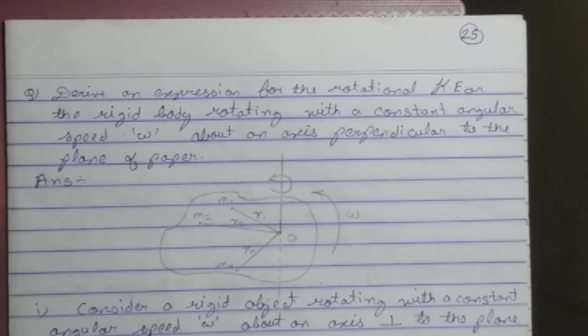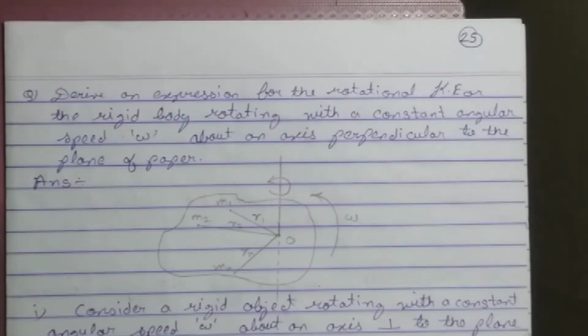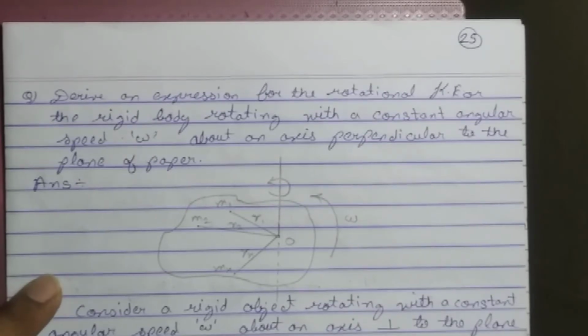Very good morning, students. Last lecture we have seen the definition of moment of inertia, how mass is distributed with respect to the axis of rotation when a body is rotating about its own axis. We understood radius of gyration also. In today's lecture we will do applications based on moment of inertia.